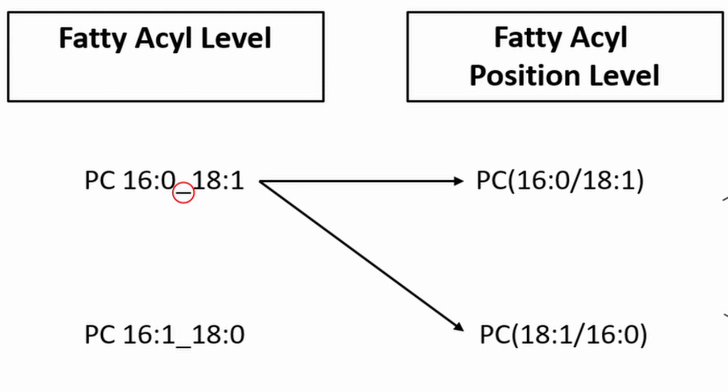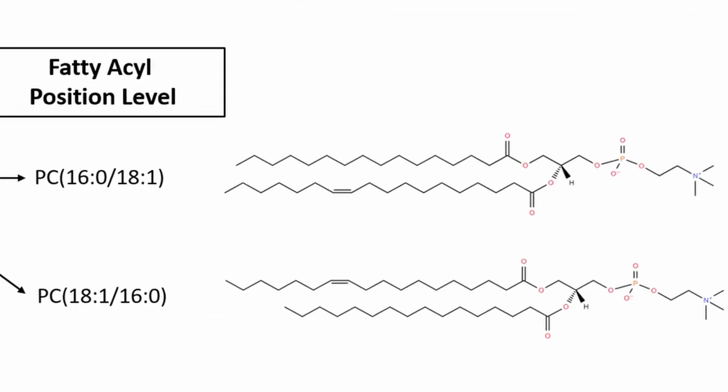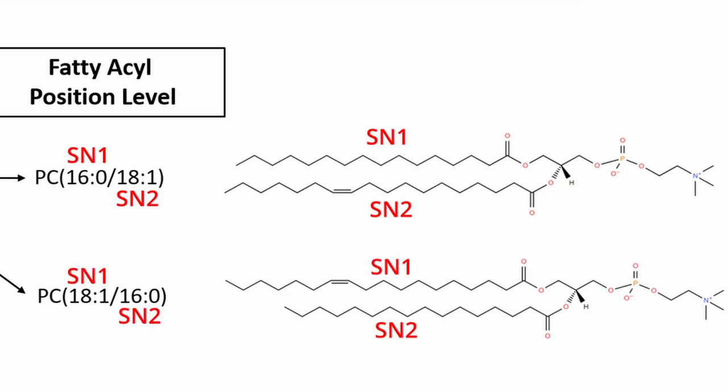A search of PC16:0_18:1 in the LipidMaps database will yield multiple results, including the 2 species listed here under fatty acyl position level. The slash indicates certainty as to the SN1 and SN2 positions of the 2 fatty acids. In the first case, the 16:0 fatty acid is in the SN1 position on the glycerol backbone, whereas in the second species, the 16:0 fatty acid is in the SN2 position. For some species like PC16:0_18:1, our measurement is likely a combination of these 2 species.